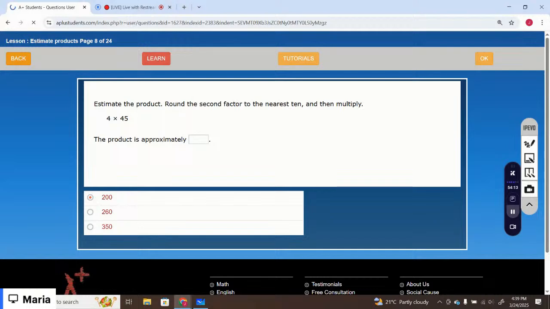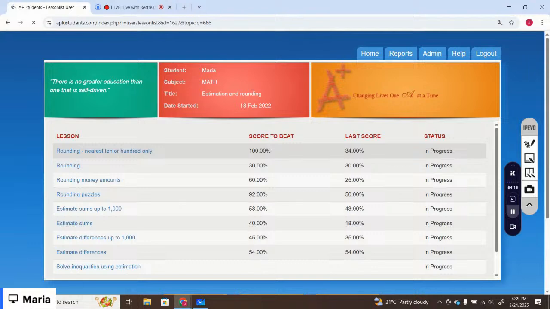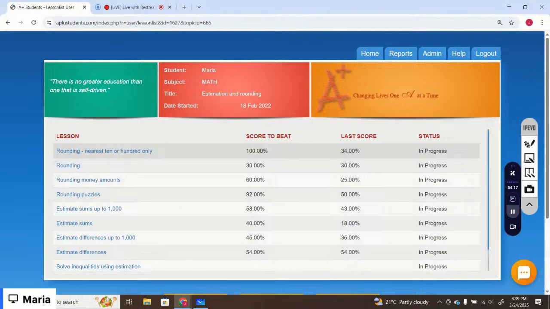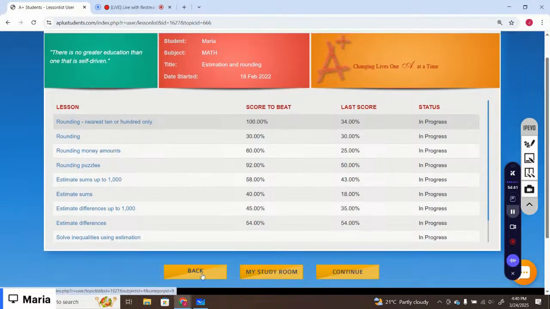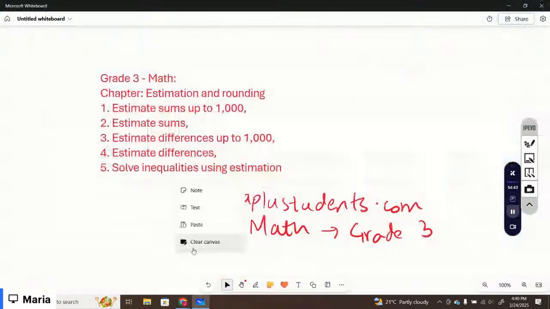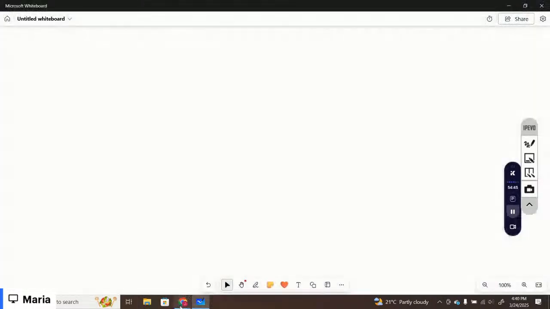So we were working on grade 3 math. The chapter we were working on is estimation and rounding. The lessons we have covered today are estimate sums up to 1000, estimate differences up to 1000, and then the last lesson from the chapter, estimate products. Please make sure that before the next session you complete all the practice questions for the lessons you just did. That is your homework until the next session.